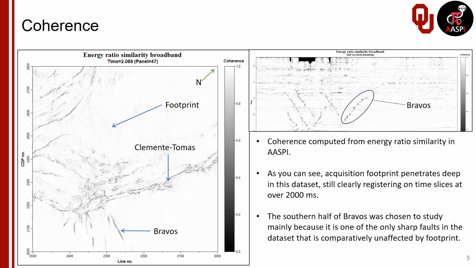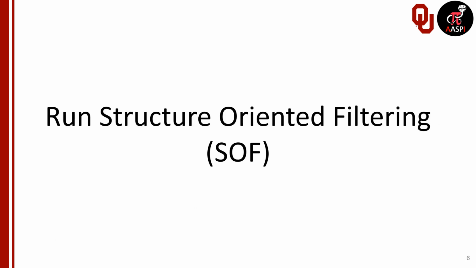Now we will calculate our coherence volume. To the left, you can see a time slice that highlights the Clemente Thomas fault as well as fault Bravos, along with the acquisition footprint. Notice here that we are at 2088 milliseconds, and we can still see quite a bit of footprint even at this depth. On the right side, you can see an inline of coherence highlighting again fault Bravos. Now we will run our structure-oriented filter.